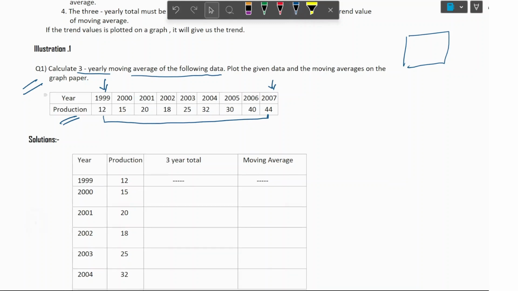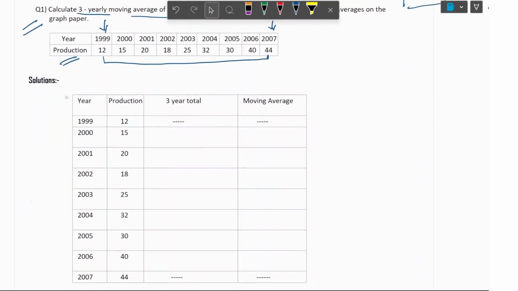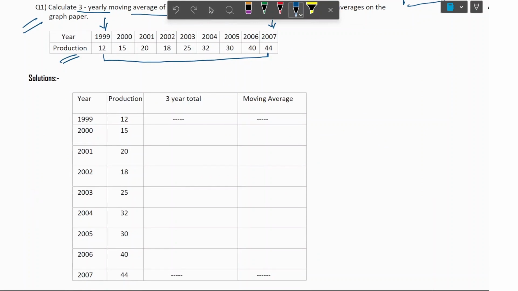Now for calculating the 3-yearly moving average, you will prepare a table. In that table, there are 4 columns. The first column is year, and the next column is production. Now I have written the years from 1999 to 2007, and here the production is from 12 to 44. Next column, make it a bigger column, that is 3-year total. What is the heading? 3-year total. And the last column, moving averages.